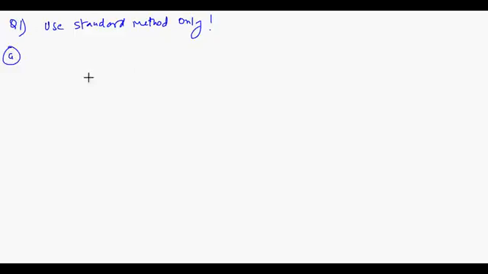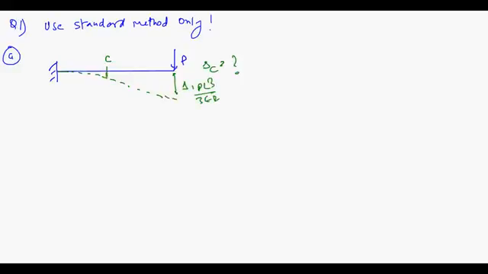Say A, you have a simple cantilever, and a point load P is acting here. I want to calculate the deflection at C. Delta C is equal to question mark. This is your question. Now you will tell me, sir, I only remember this value: delta is equal to PL cube by 3EI. But I want the deflection at C, that is, I want this value, delta C, not this value.